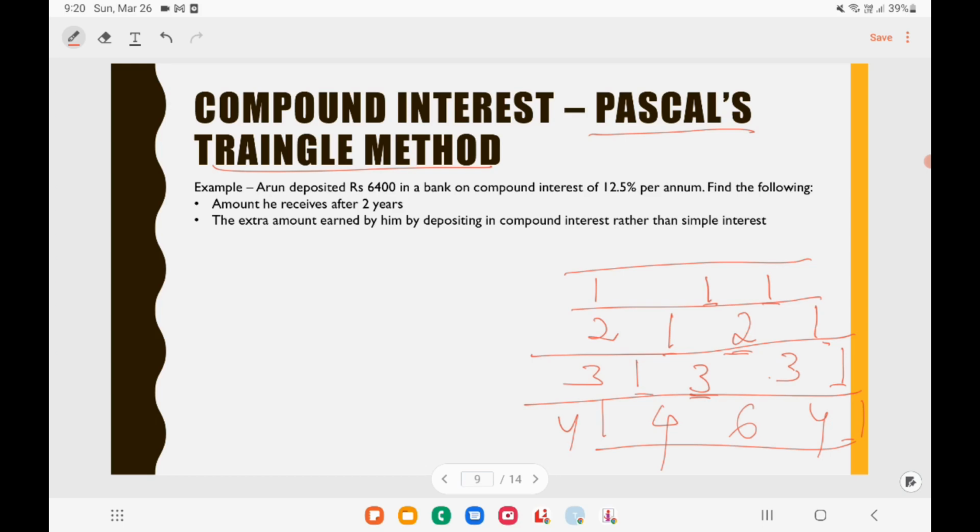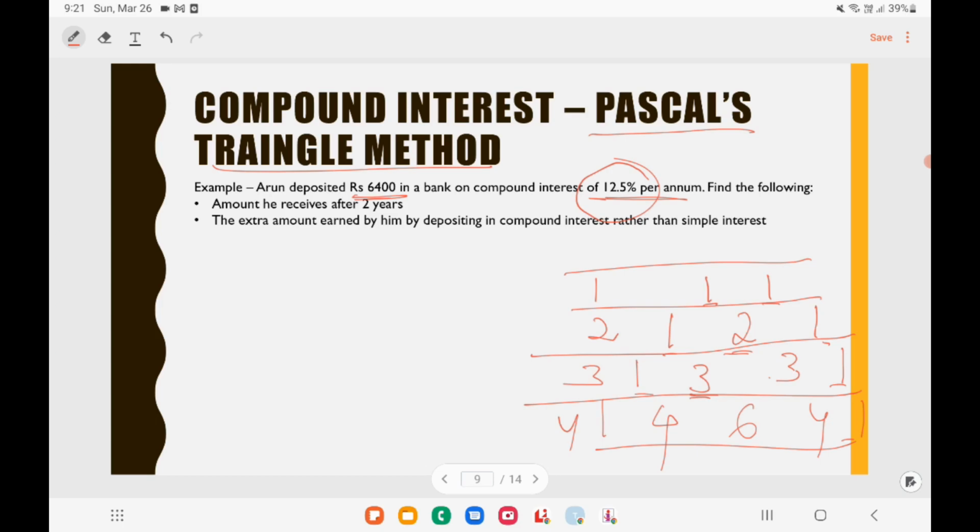So I am taking an example here. Arun deposited rupees 6,400, so the principal amount here is 6,400, in a bank on a compound interest of 12.5% per annum. So if you are using the normal method here, that is the formula A is equal to P into 1 plus R by 100 all raised to n, then the problem is that the rate is given as a decimal. So the calculation is going to get complicated. So it's better for you to study this method and use that method here.